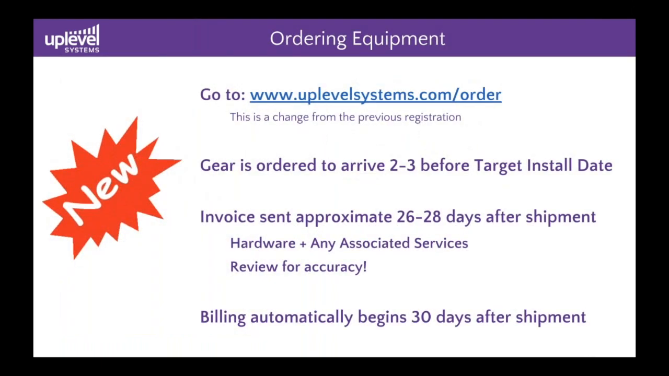We've also moved to an equipment ordering form on our website. This means you can easily order gear by going to uplevelsystems.com/order to register new equipment orders. Note that the purpose of this link is changing from deal registration to actual equipment ordering. We will make sure the equipment arrives 2 to 3 days prior to the specified target installation date, and then we will automatically begin billing 30 days after shipment and between 26 and 28 days after arrival.